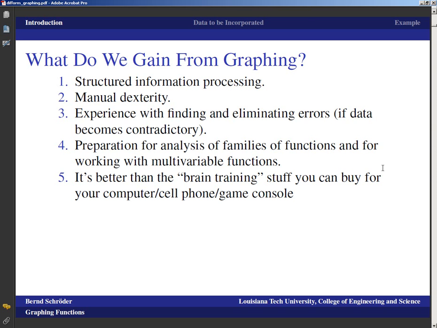And finally, my personal experience there, it's brain training. It's making you use knowledge that you should be able to activate anyway. So I consider it better than any kind of brain training software that you can buy for your computer, your cell phone, your game console. Who knows, at some point in time, they'll probably put it on a toaster too.